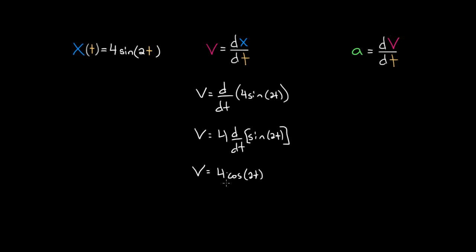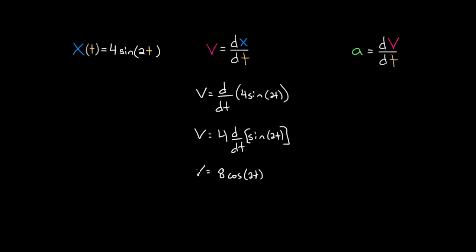And you multiply that function you've got by the derivative of the inside, this argument here, which is 2, and so I can just write this as times 2, but 4 times 2 is 8. So my velocity as a function of time is 8 cosine 2t. You might be like, whoa, hold on, what does that mean?